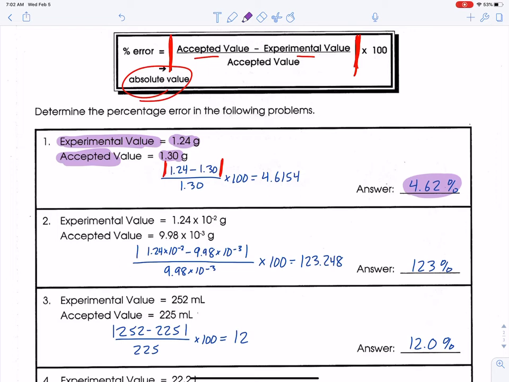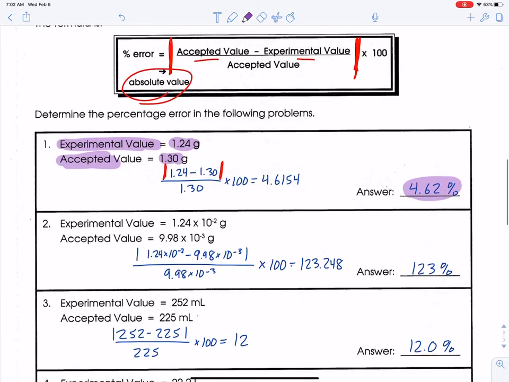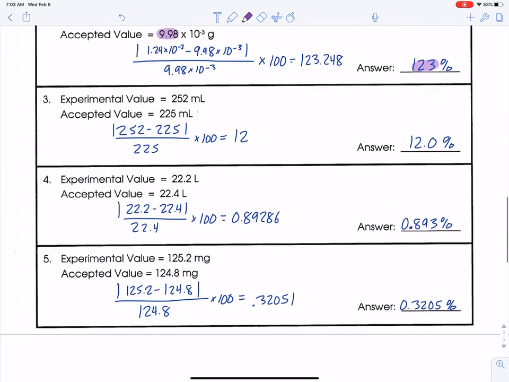So once you do the subtraction and divide by the accepted, make sure you multiply by 100 and then use sig figs, right? Both of those numbers have 3 sig figs, and so my answer has 3 sig figs. This is 3 sig figs, and this is 3 sig figs, so this is 3. This is 4 sig figs and 4 sig figs, so this is 4 sig figs, right?